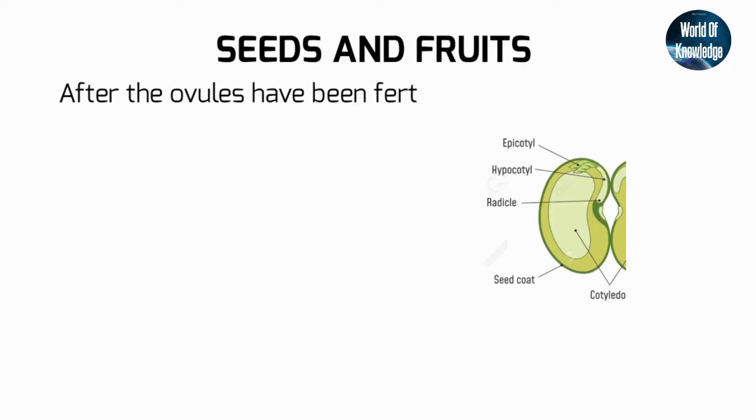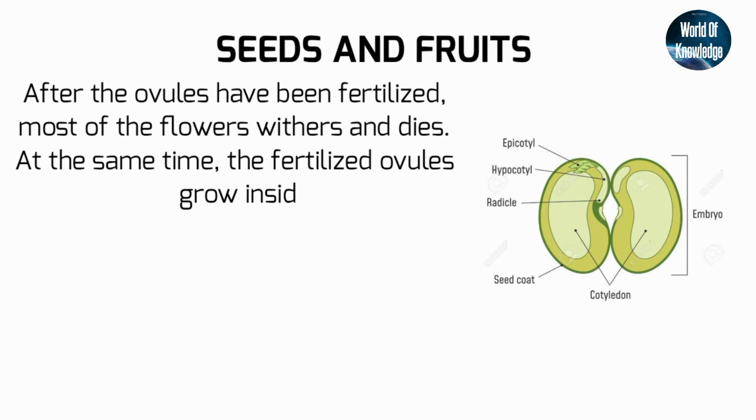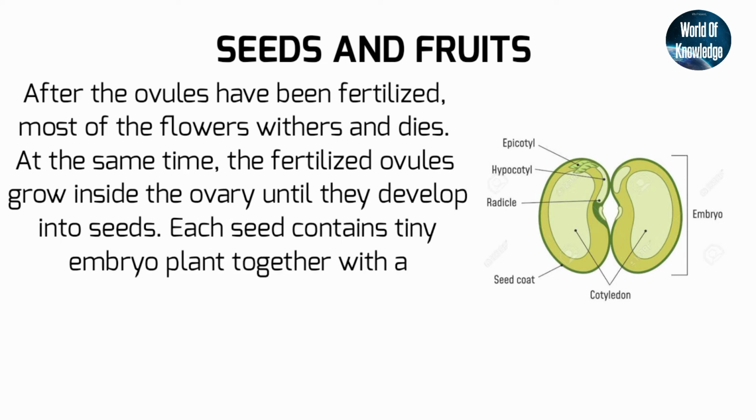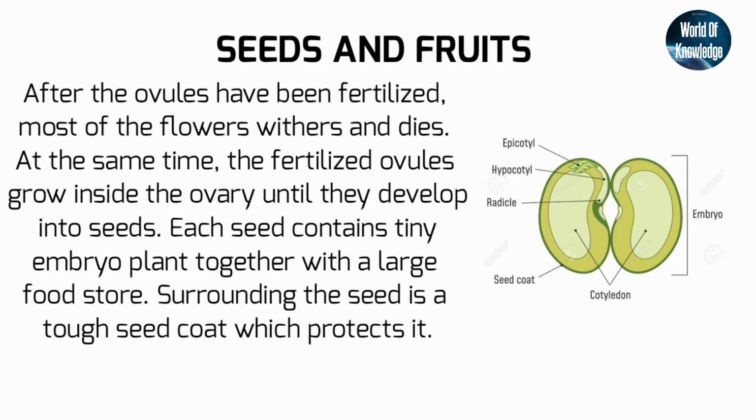Seeds and fruits. After the ovules have been fertilized, most of the flower withers and dies. At the same time, the fertilized ovules grow inside the ovary until they develop into seed. Each seed contains a tiny embryo plant together with a large food store. Surrounding the seed is a tough seed coat which protects it.